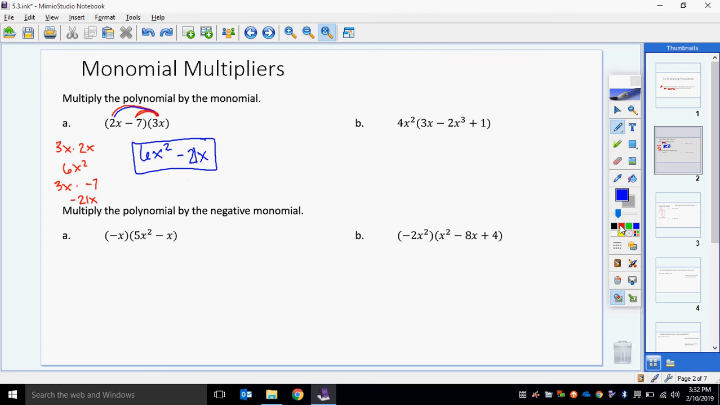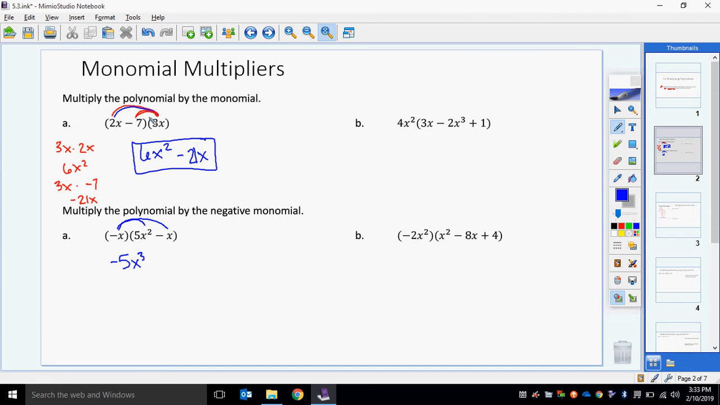Okay, I'm going to go down here and do this one. A negative monomial. Negative x needs to be multiplied times the 5x squared. So I have a negative 1 times a 5 would be a negative 5, and an x times an x squared. That means there's 3 x's being multiplied, so that's an exponent of 3, x cubed. Negative x times negative x.